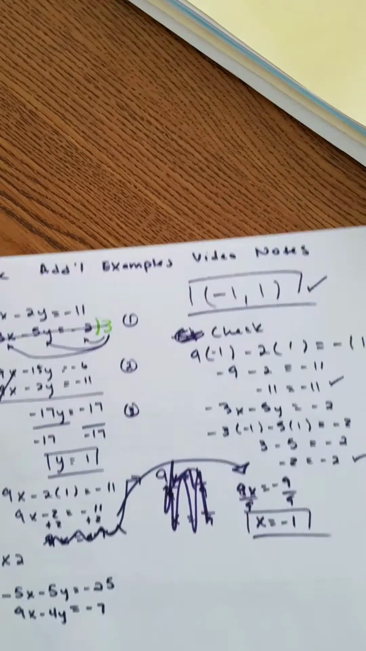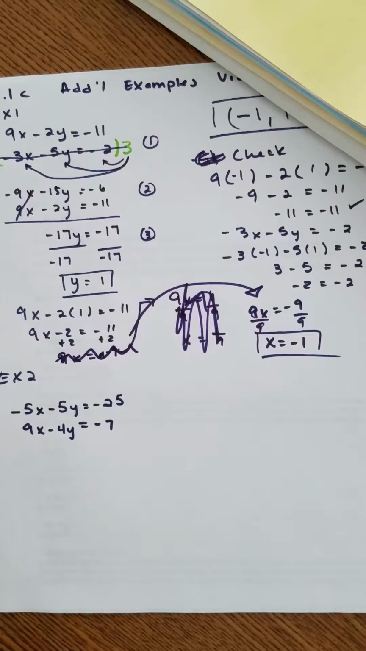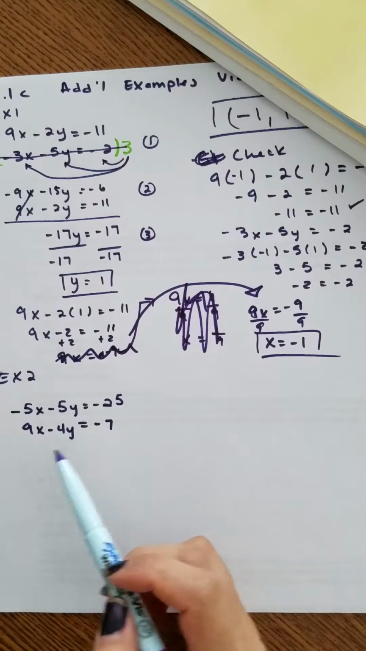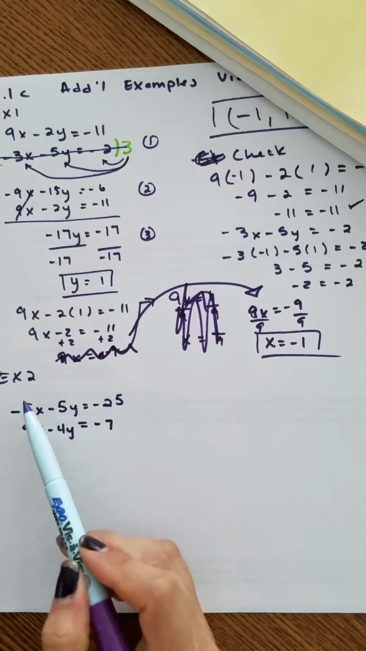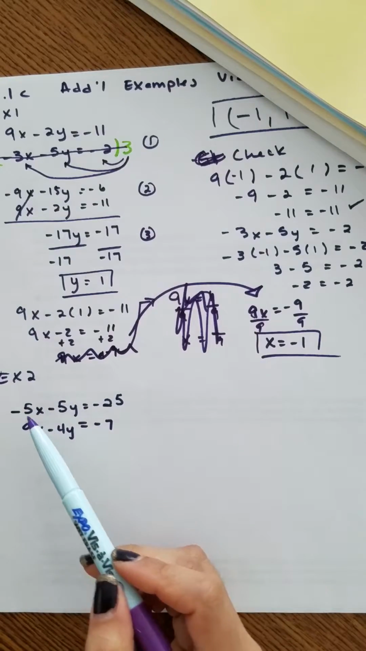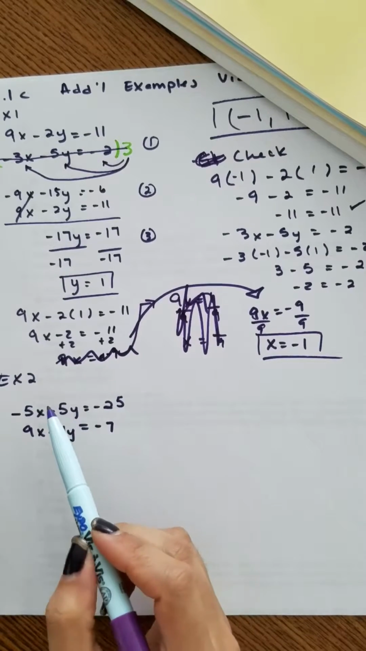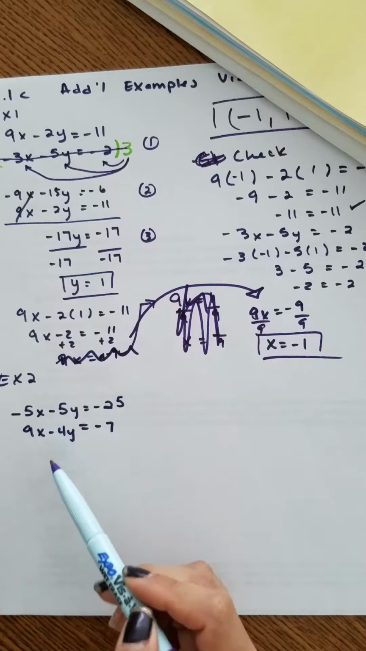I have one more example for you. Okay, this is the more difficult one where you're going to have to multiply both equations. Now, my x's have opposite signs, so that's a good start. However, one is not a factor of the other one, sorry. We can't multiply anything there.